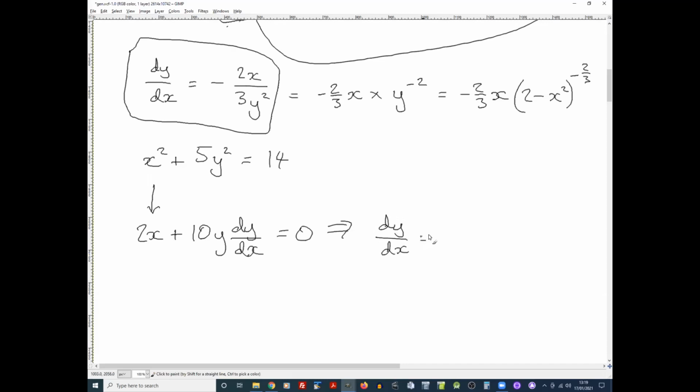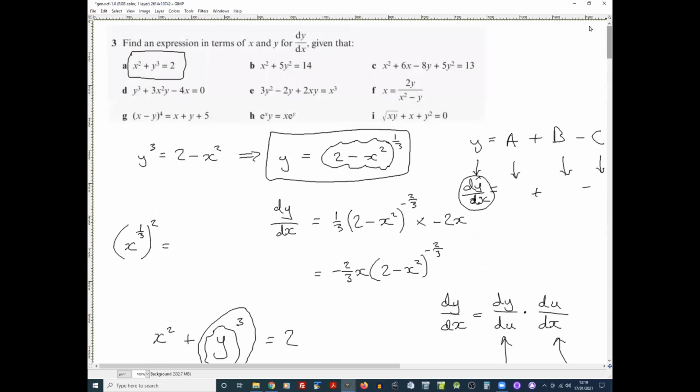An announcement of the quantity you're giving. Minus 2x over 10y. In other words, minus x over 5y. Good. Done, because it's the simplest form of an expression in x and y. Yeah? This one.